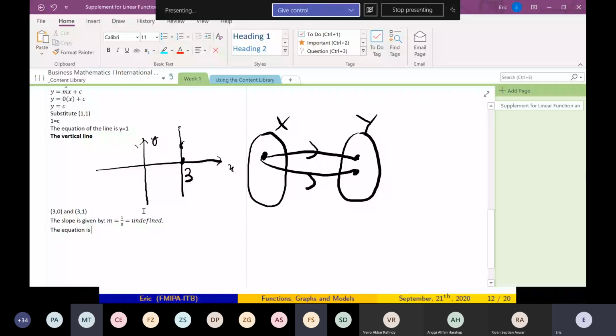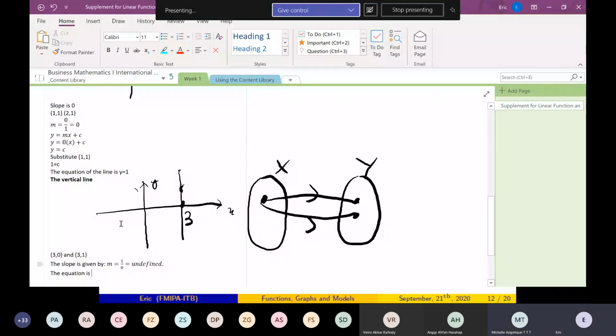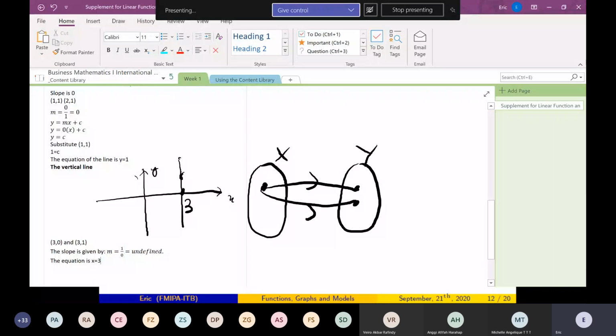Infinity? No, that is the slope. The slope will go to infinity if it goes through something close to 0. But this is completely 0, not something that goes to 0. So the slope is undefined. But the equation is? x equals 3. Very good.